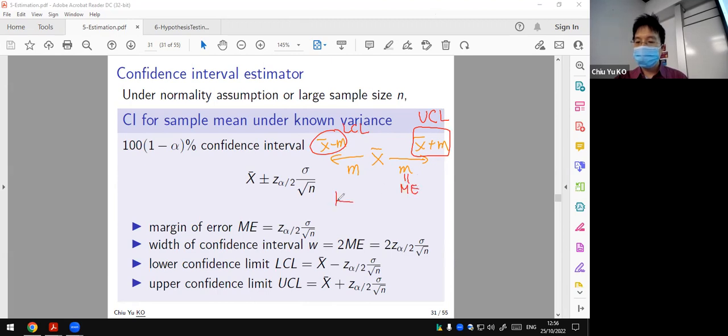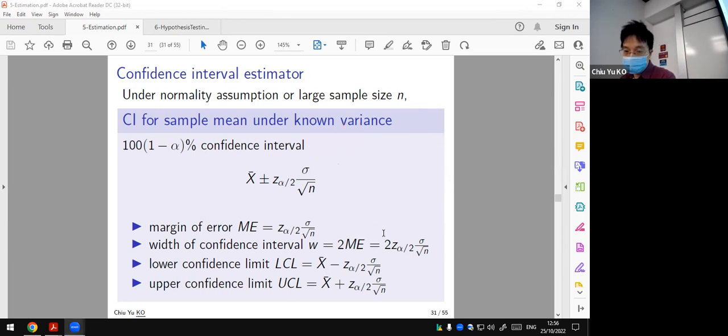And the distance between UCL and LCL is called the width, W, okay? So that is the terminology, but it's just the name; it doesn't really have anything difficult. So now I think it's good to talk about this one.